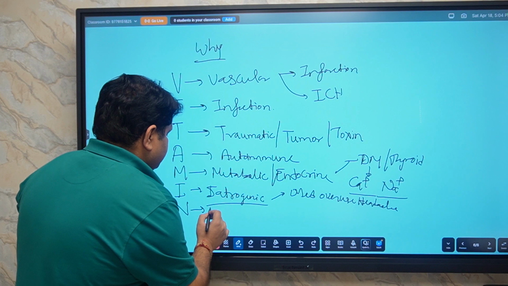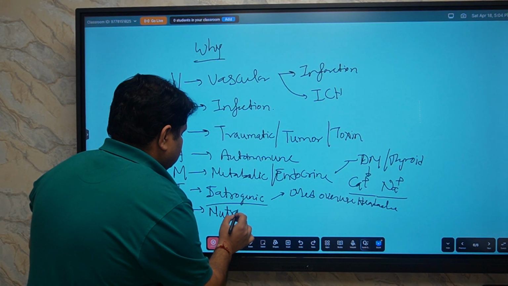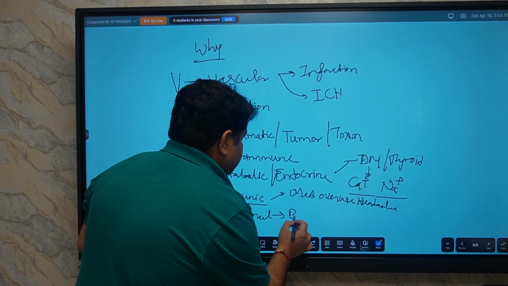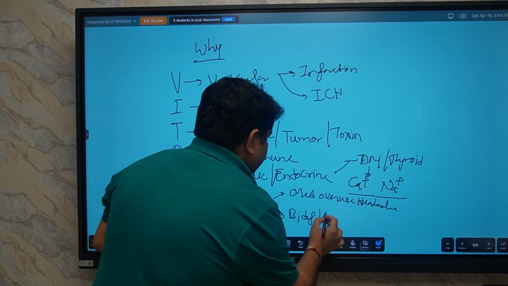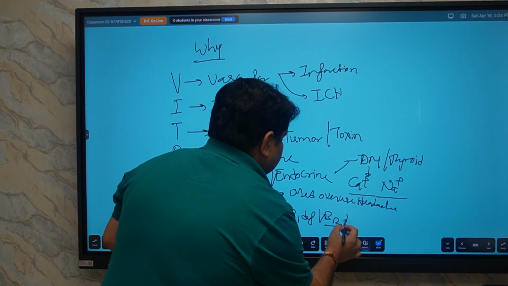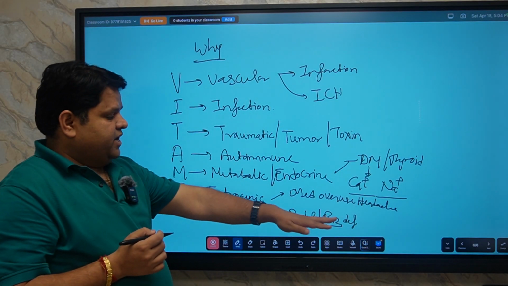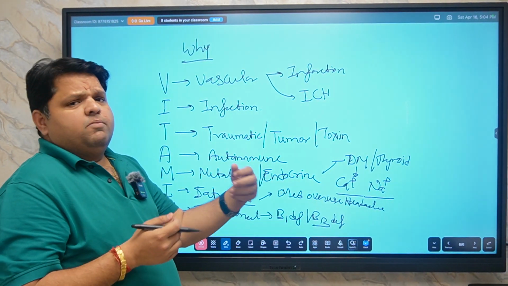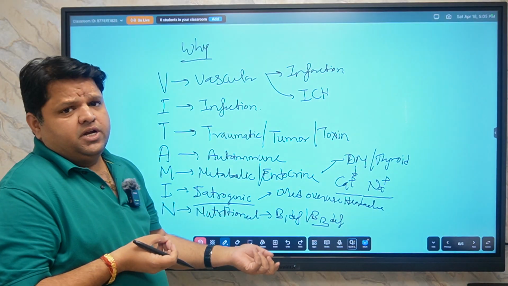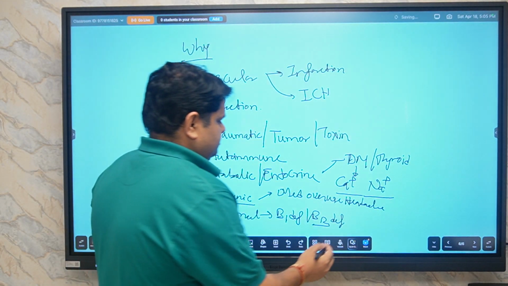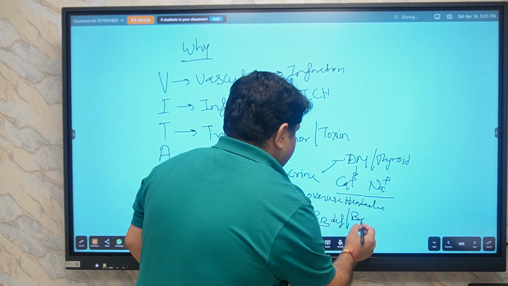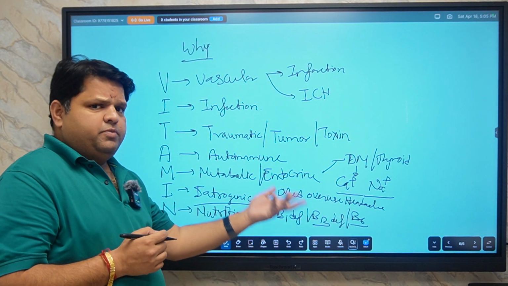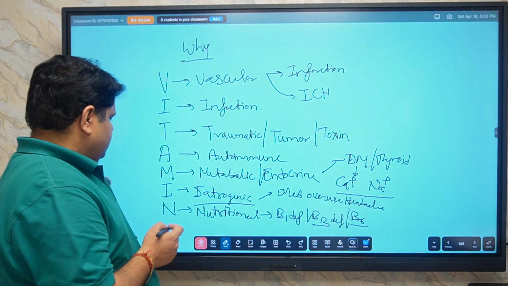N is for nutritional. In nutritional we have vitamin B1 deficiency and B12 deficiency. Vitamin B12 deficiency is very important from the neurology point of view because it may cause dementia, forgetfulness, irritability, depression, and neuropathic symptoms. B6 deficiency may also sometimes cause neuropathies, and in nutritional there is also alcohol overuse, which may be a cause of dementia or neuropathy.